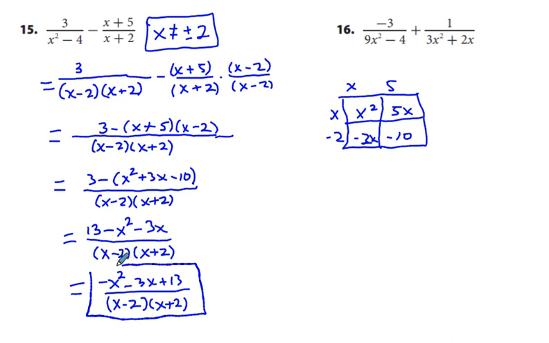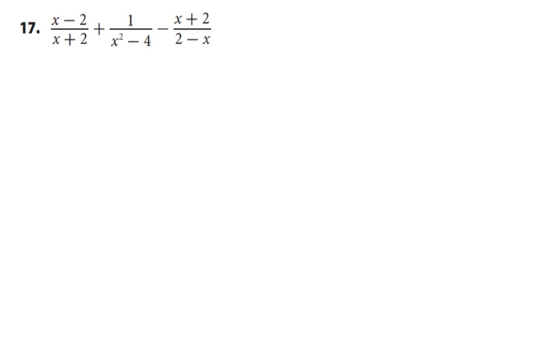So looking for factoring to get you off on a good start on these. And there's our excluded values. Next, let's go on to our other problem 17. Here we have 3 fractions we're being asked to add and subtract. When we look for a common denominator, we see this x plus 2, we see this x squared minus 4.